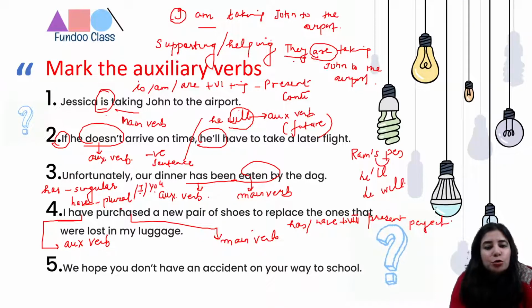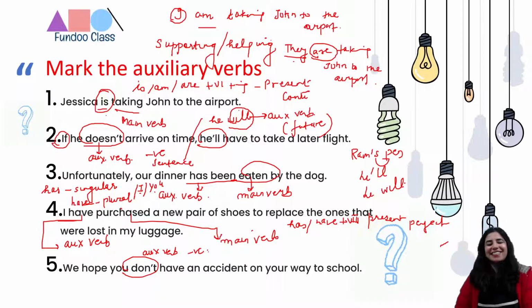We hope you don't have an accident on your way to school. So if you take a look at this, don't is acting as what? Don't is acting as an auxiliary verb, and this is helping us make a negative sentence, right?